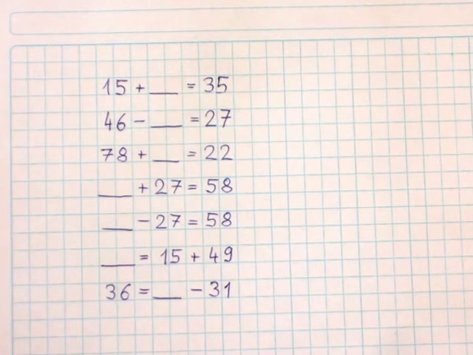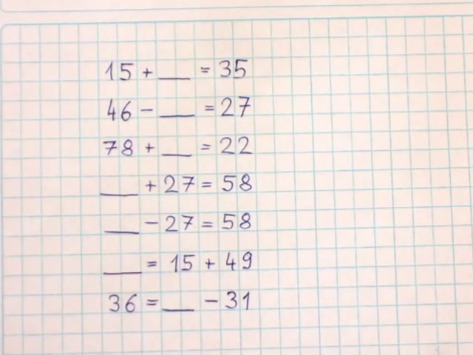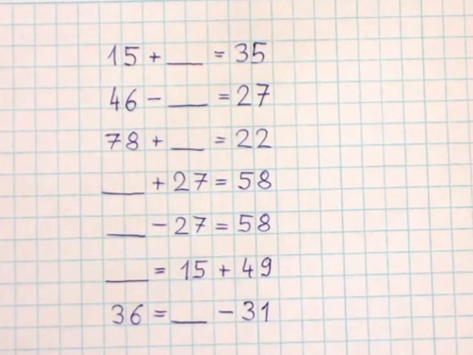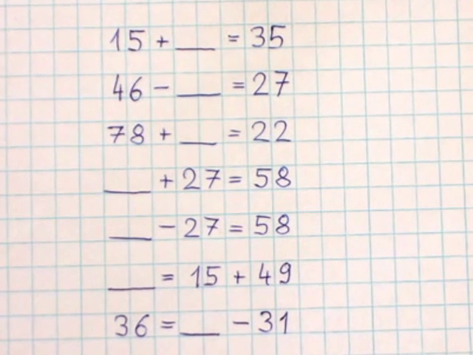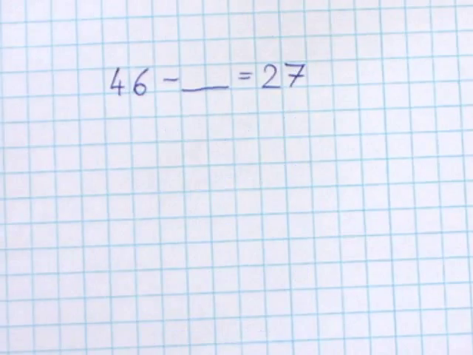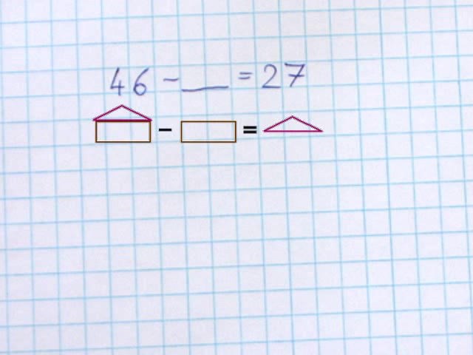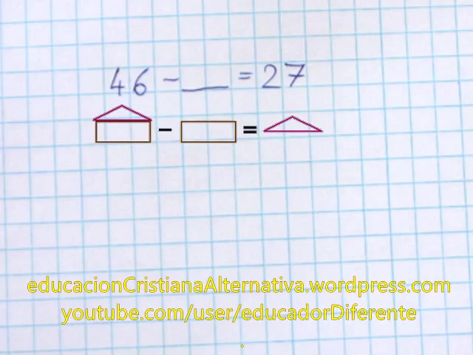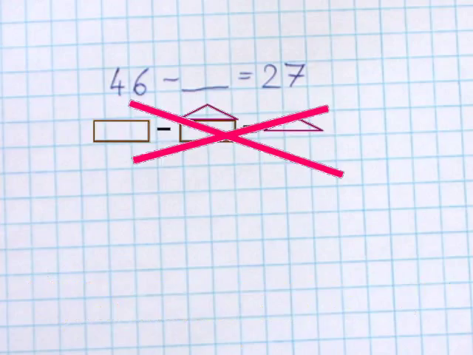In a more abstract way, we can practice this principle with this kind of operations. In each situation, we have to think first, which one is the whole and what are its parts? For example, in this situation, which one is the whole? The 46 or the 27 or the missing number? The symbols of the house can help us here. This makes sense. On the other hand, this doesn't.